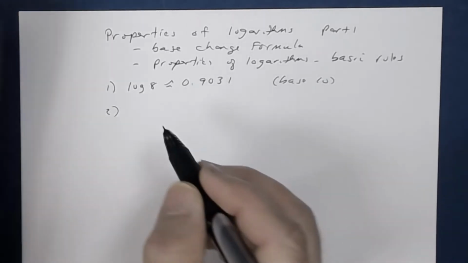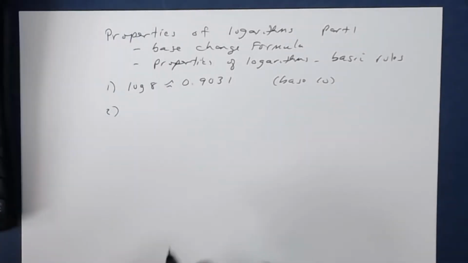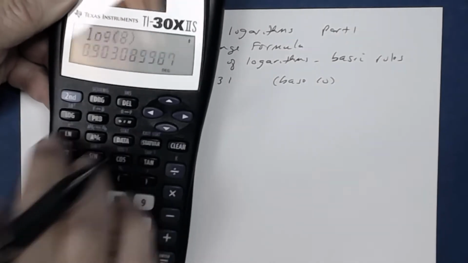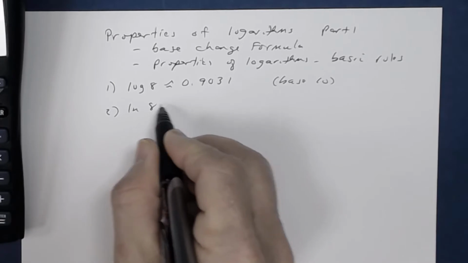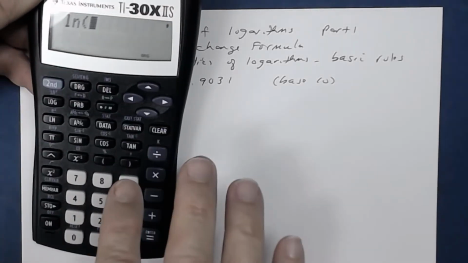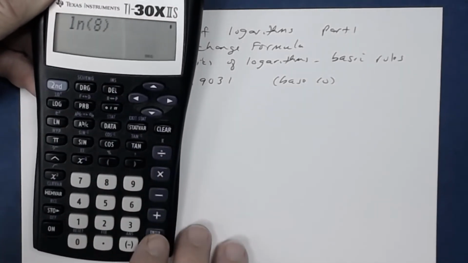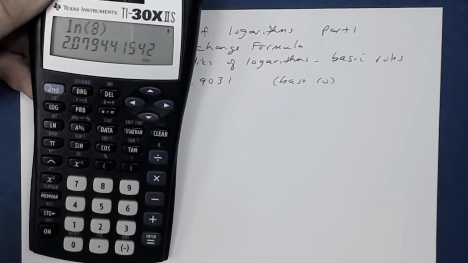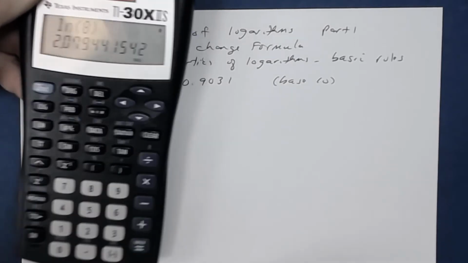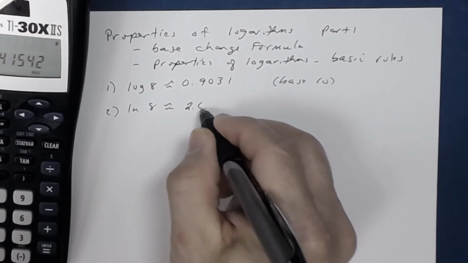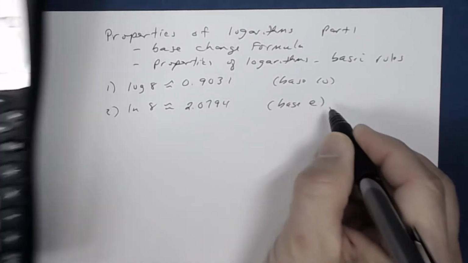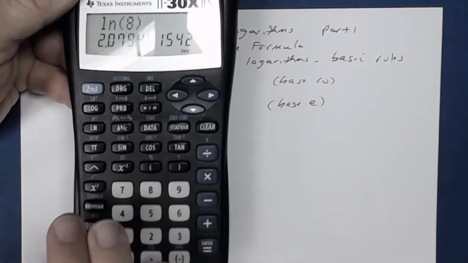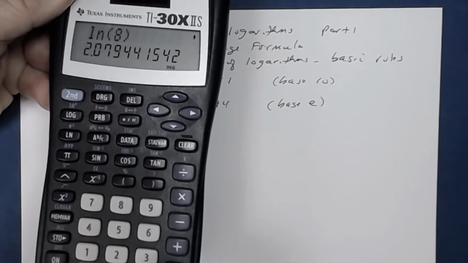And if you look at the other example, if you take ln right here and press ln of, let's say, 8 again, and you do the approximation, let's do 4 decimal places, you notice that you get 2.0794. Remember, this is base e. Okay, and you see no other logs on this calculator.